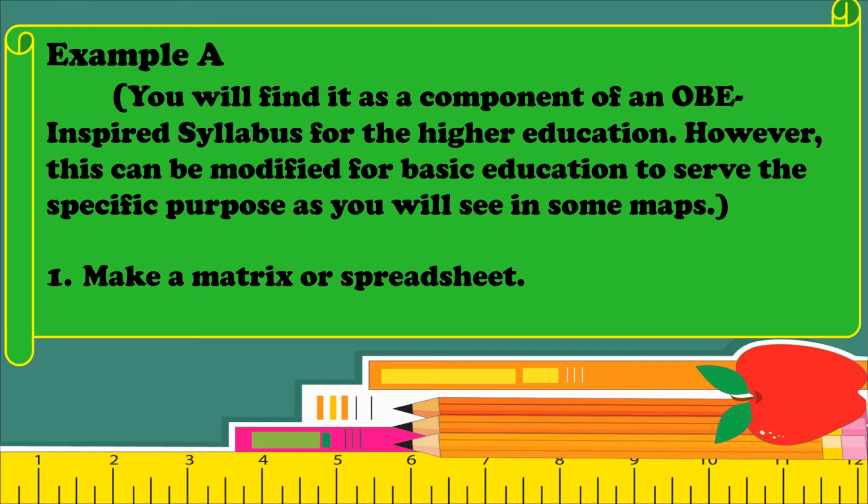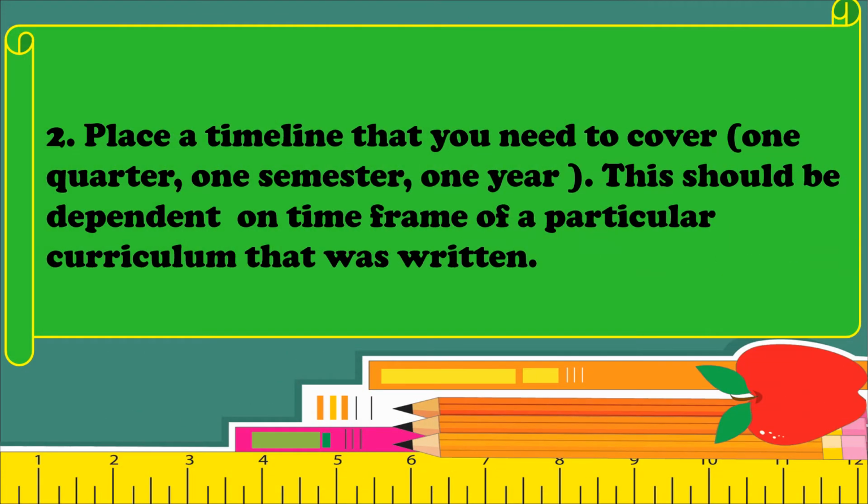The purpose of this matrix is to identify the program learning across the courses and experience of your program's curriculum. First, place a timeline that you need to cover: one quarter, one semester, or one year. This should depend on the time frame of the particular curriculum that was written. It is the expected time that it will take to teach each unit within the class.